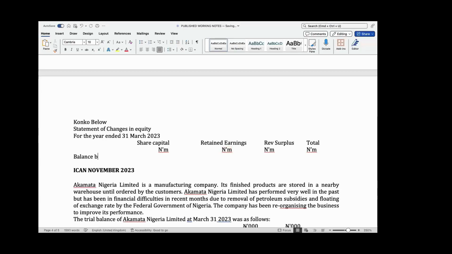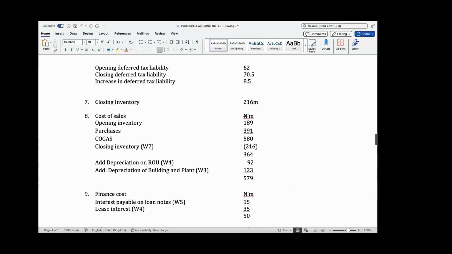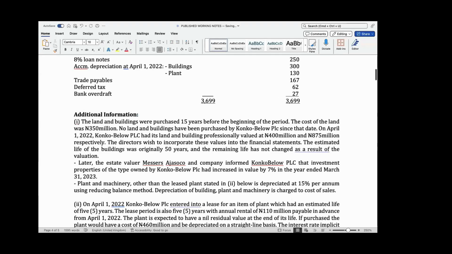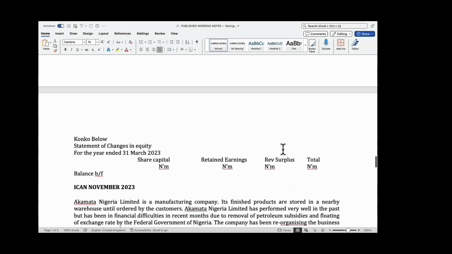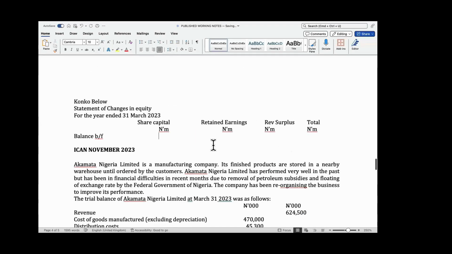So balance brought forward. Balance at the beginning are figures from my trial balance. This is 750. This is 598. This is 0. What's the addition of these two? 750 plus 598. 1348.